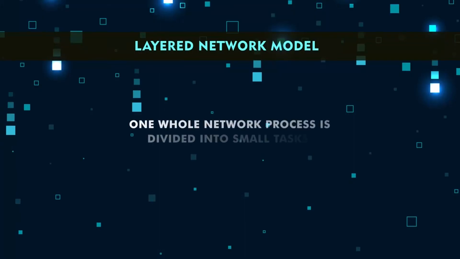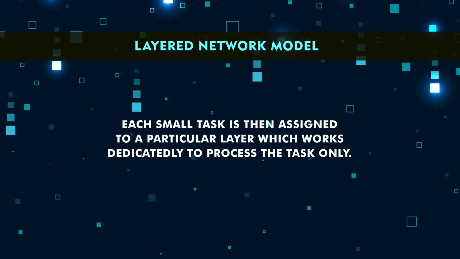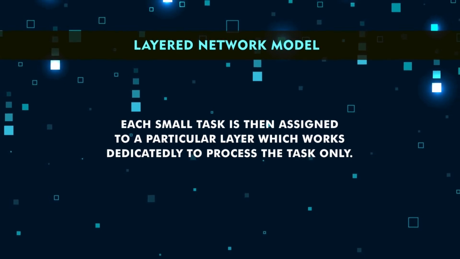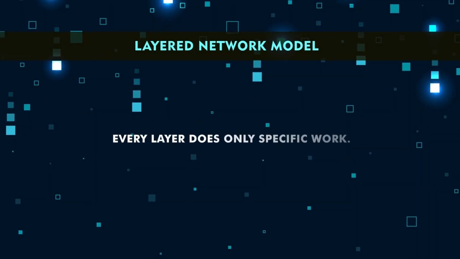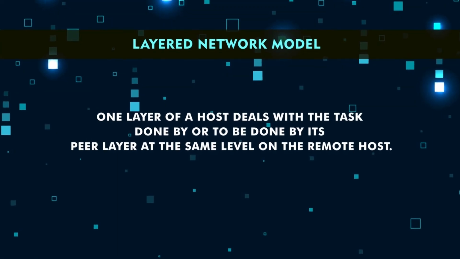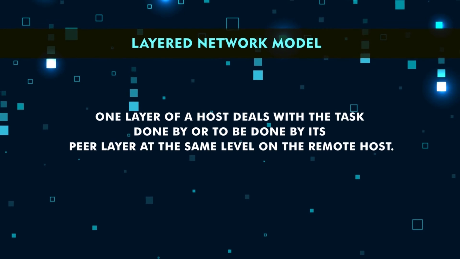Let us focus on the layered network model. In the layered architecture of the network model, one whole network process is divided into small tasks. Each small task is then assigned to a particular layer, which works dedicatedly to process that task only. Every layer does only one specific work. In a layered communication system, one layer of a host deals with the task done or to be done by its peer layer at the same level on the remote host. The task is initiated either by a layer at the lowest level or at the topmost level.